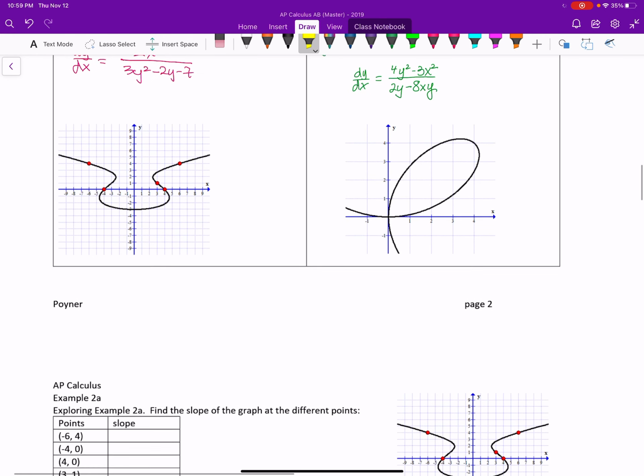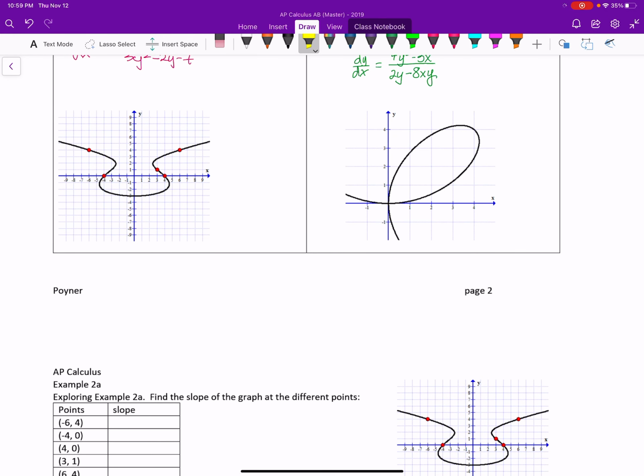All right, so now continuing on, I'm just going to use example 2A. So we're exploring example 2A.